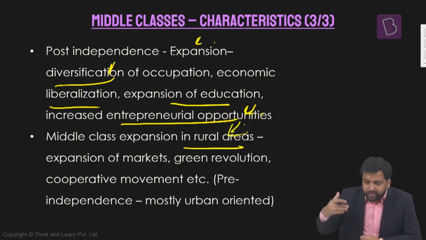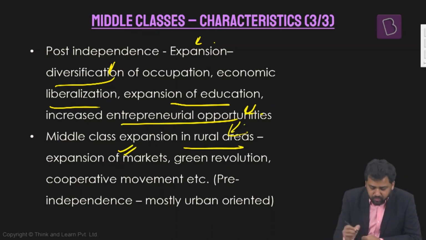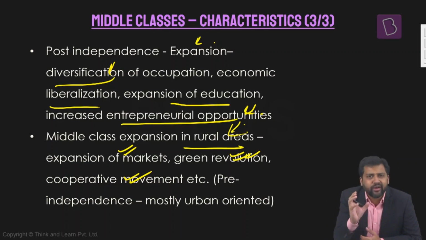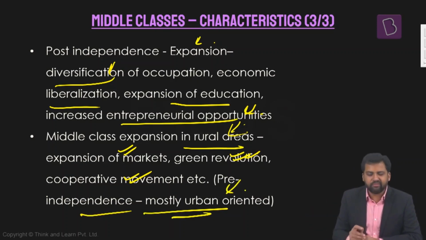The rural areas are also linked to the markets. They're better linked to the markets now. In rural areas, also, the number of opportunities has increased. Also, different kinds of schemes and policies have been initiated over there: Green Revolution, cooperative movements. So middle classes were mostly concentrated in urban areas before independence. After independence, you also see middle classes in rural areas. So this is something which is an interesting feature.